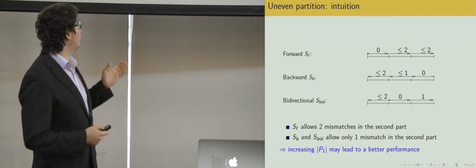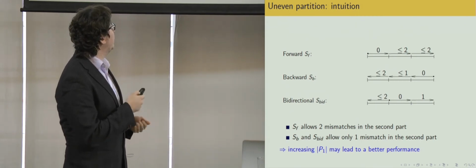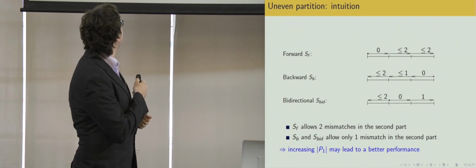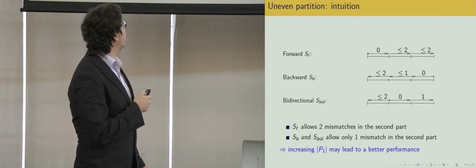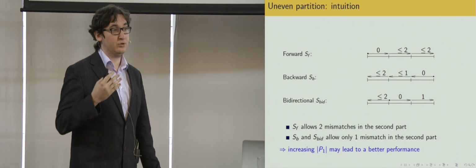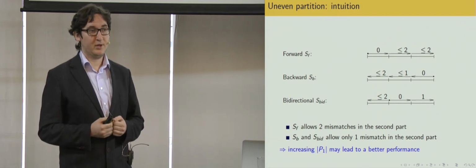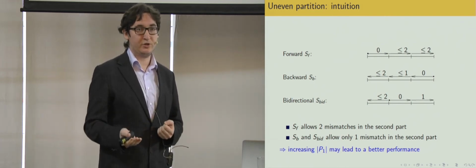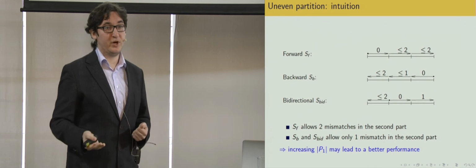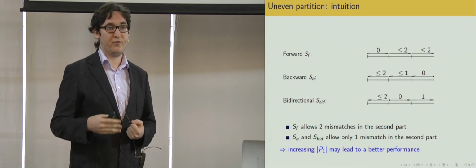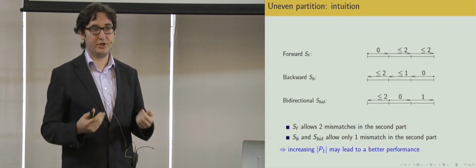First, uneven partition. Why can it work? Let's look at that picture again, and we can notice that forward search allows you to do 2 mismatches in the second part, while backward search and bidirectional search allow you to do only 1 mismatch. So usually forward search will enumerate much more strings than bidirectional or backward searches. So increasing the length of the first part, we can decrease the number of enumerated strings for the forward search dramatically, and hope that the number of total enumerated strings will decrease too.